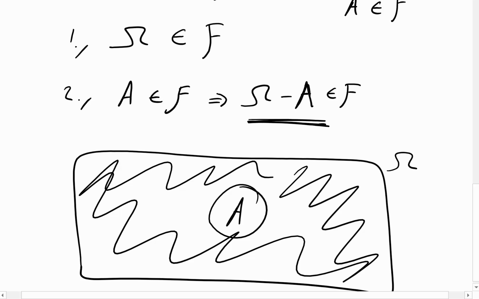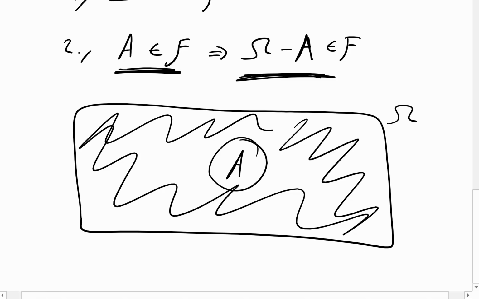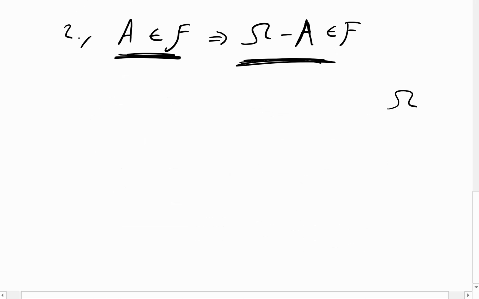Say, for example, I have a dice in my house. I can talk about the probability of getting a 4 on that dice, but I can also talk about the probability of not getting a 4 on that dice as well. So I can talk about the opposite events too, because if I've got an event, those opposite events will also lie within F. Hopefully that makes a bit of sense.